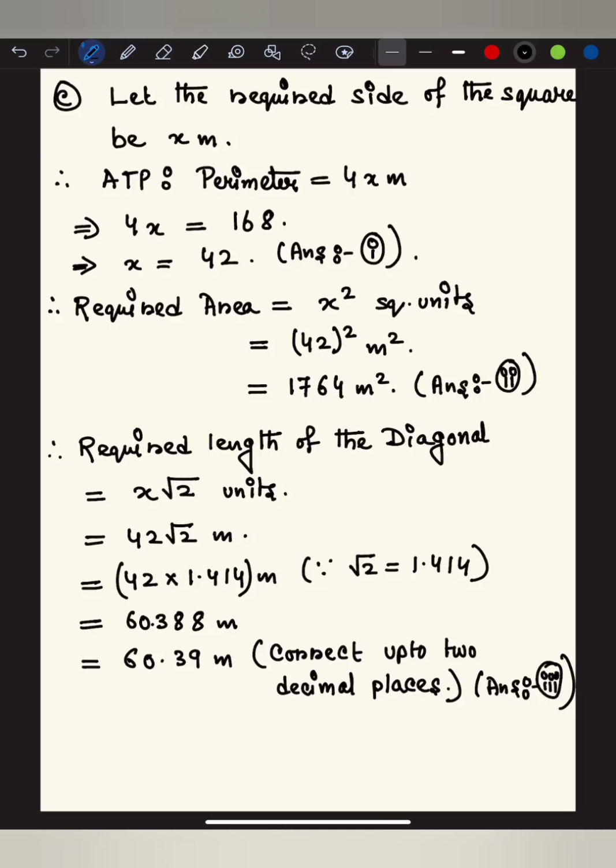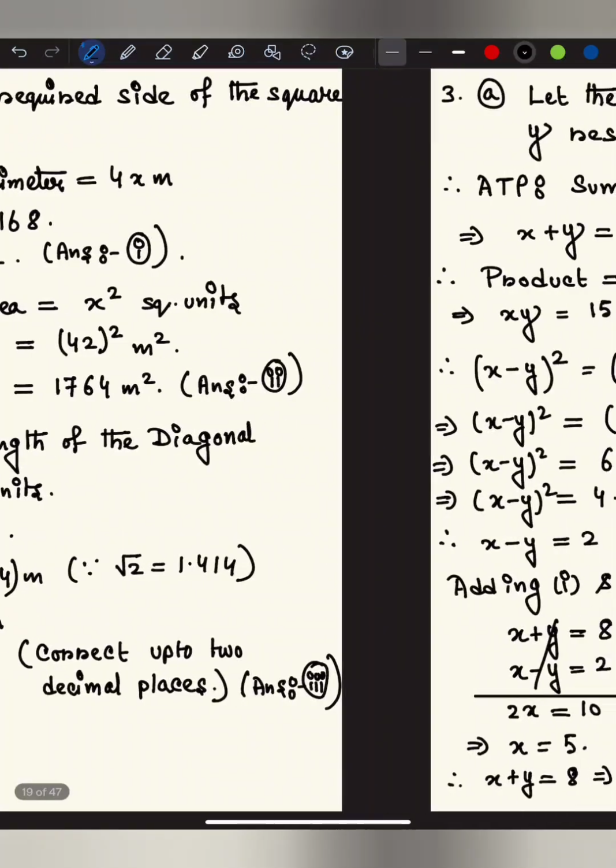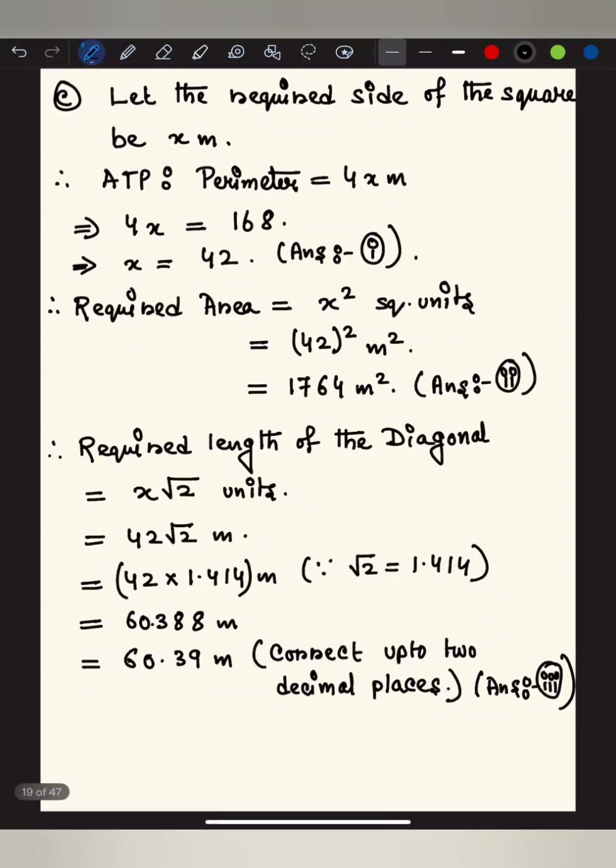Understood? So I am showing all these questions so that you can match the answers that you have given in the exam, and so that you can understand how to do these questions. These questions are very easy, so you just need to know how to do them. That's it, nothing else. Let's come to question number 3.